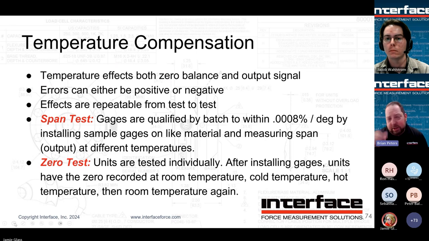But how do we address that? Well, as Jacob said, the span adjustment is done from a batch standpoint on the gauges. So we'll basically qualify the batch of strain gauges to within the spec for the particular material they're going on. So whether it's an aluminum unit, whether it's a steel unit, stainless steel, we're going to make sure the batches are properly span tested for that. And then the zero test, this is something we have to do on every single unit. So every load cell that we put together, every time you complete a bridge, you've got to run it through and see exactly how the zero responds to that. So next slide.